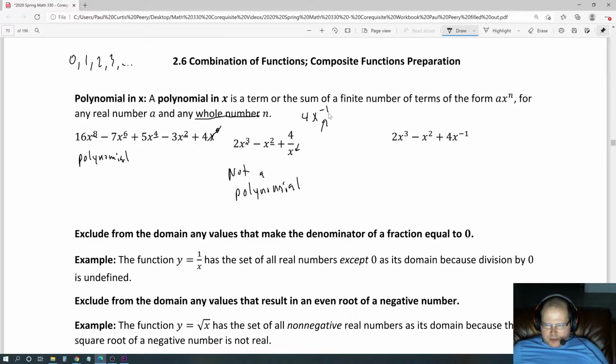So let's look at the next one. We have a 3, we have a 2, and we have a negative exponent. Same kind of thing. It's just two ways of writing the same problem, right? 2x cubed minus x squared plus, in one case it was 4 over x. And the other case, it was 4x to the negative first power. Just two ways of writing the same thing. So these are both not a polynomial.